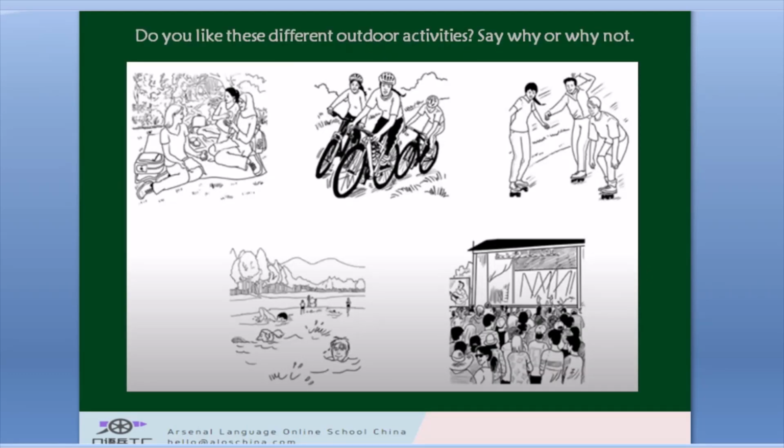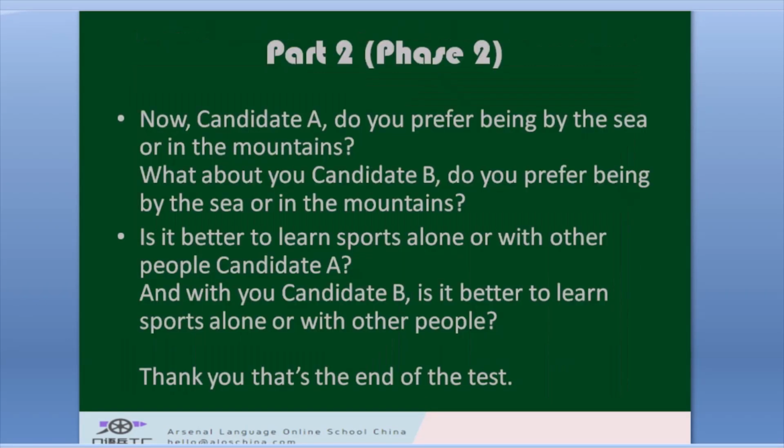Alright, so there is an image in here. Phase 1 has an image which is being used to anchor the direction of the conversation between the two candidates. Part 2 would require a longer answer because it asks a preference question.